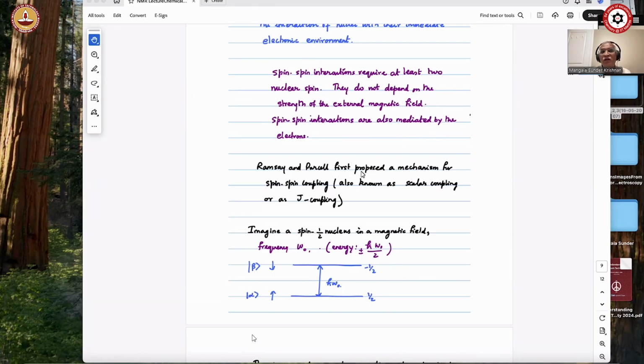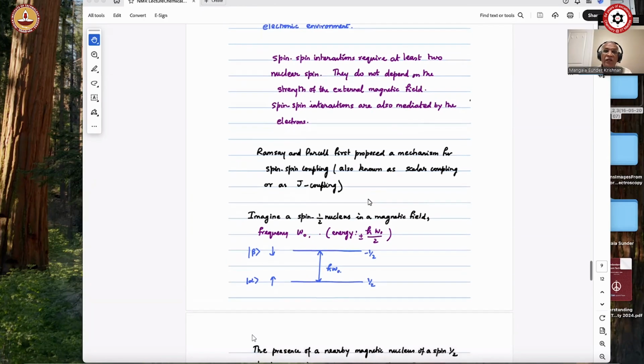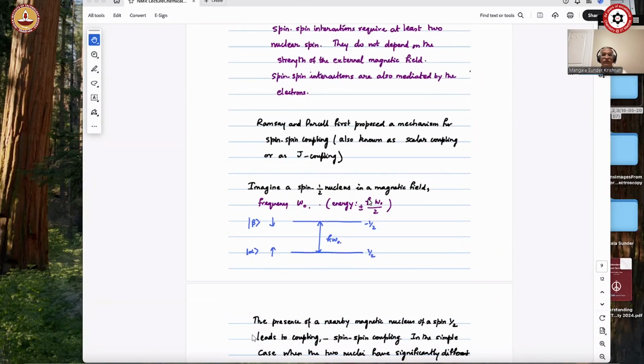And the original proposal for understanding these spin-spin interactions came from Professor N.F. Ramsey, another Nobel laureate in physics, and Edward M. Purcell, who was the first professor to win the Nobel Prize along with Felix Bloch in 1952. They both proposed a mechanism for spin-spin coupling. This is called the J coupling. Okay, so now let us look at the pictures.